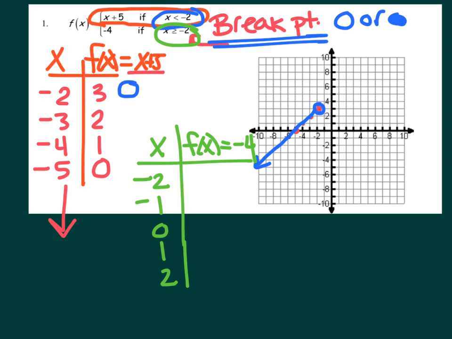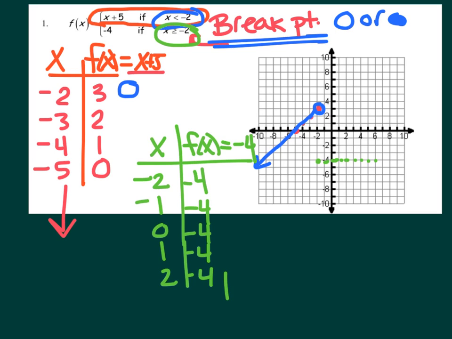Now, this function's kind of neat because it's saying the y value is equal to -4. So no matter what I plug in, my y value is always going to be -4. It's never going to change. There's no place to put the x. I'm always going to get -4. So I'm going to start plotting these. -2, -4, -1, -4, 0, -4, 1, -4. Every point is going to be -4.